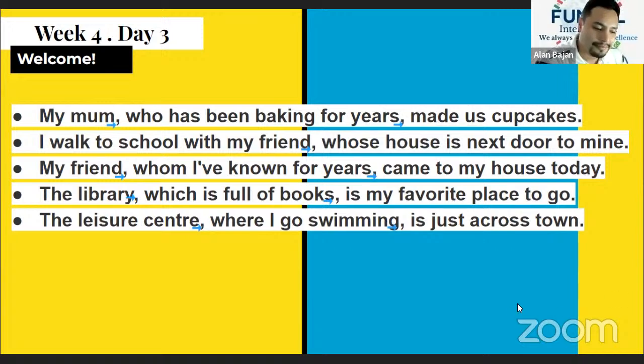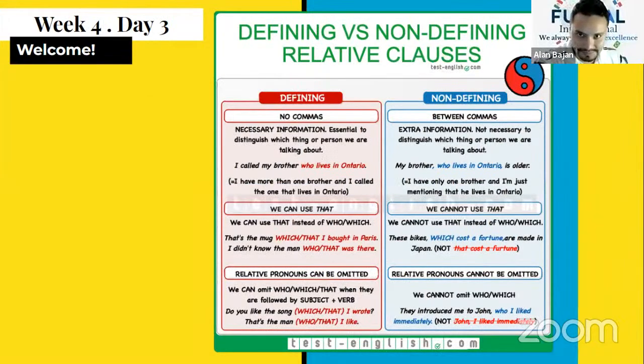I love turtles. Okay, so let's learn now the differences between defining and non-defining clauses. Defining clauses: first, they don't include commas. Non-defining include commas. Example: I called my brother who lives in Ontario. Non-defining: my brother, who lives in Ontario, is older.